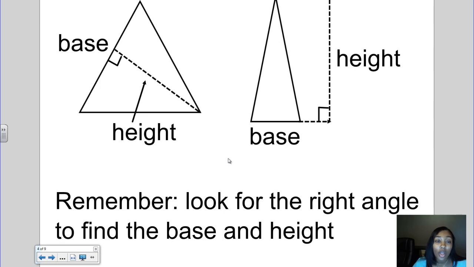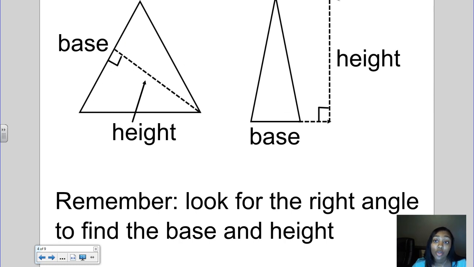Even if the triangle is turned a different direction, you're still going to be looking for the right angle square to help you locate the base and the height. If I'm looking at this triangle here, I look for the little right angle square, and it's touching the base and the height. It's touching the dotted line, which means that's the height, and it's touching this line here, which means this is the base.